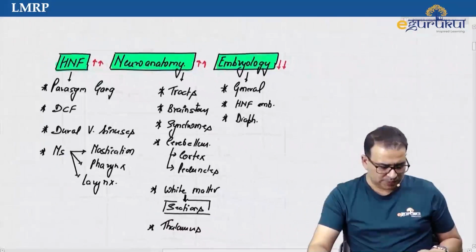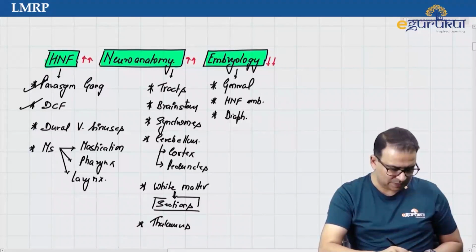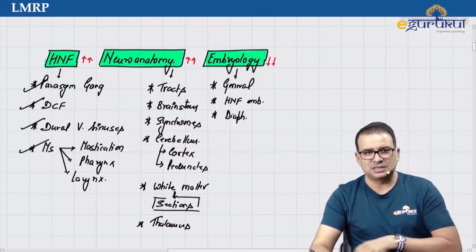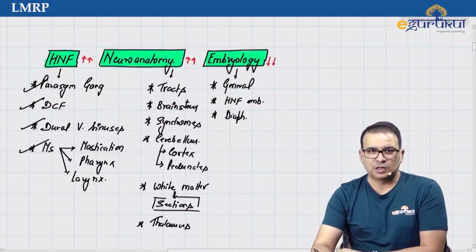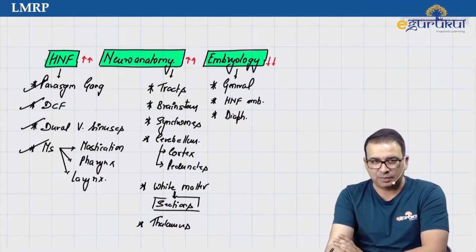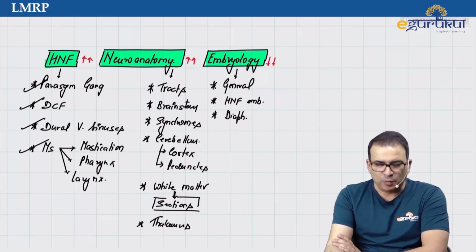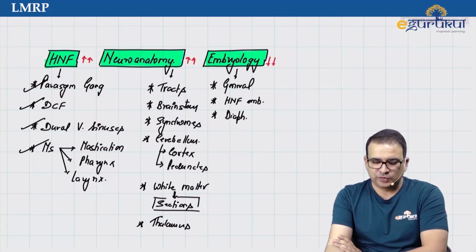So we're done with this part, guys: parasympathetic, deep cervical fascia, dural venous sinuses, muscles, and a little about the triangle. Now let's come to the neuro part, the neuroanatomy here. No paper can go by without having a question from neuroanatomy.